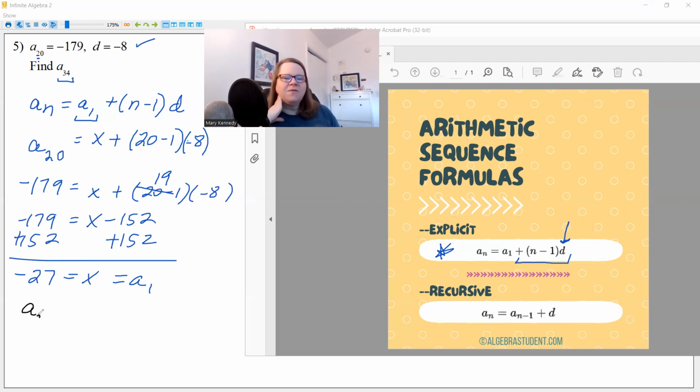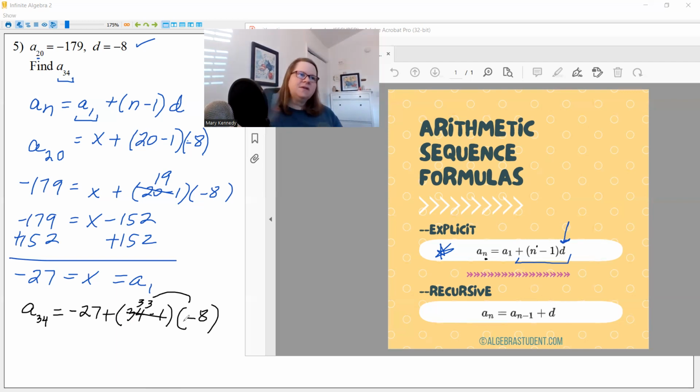So now I'm ready to actually find the 34th term. So a for the 34th term equals the first term, negative 27, plus n minus 1. Now n, notice where there's another n in the formula is here. And that is 34. So 34 minus 1 times the difference, which is negative 8. Okay, so let's clean this up. 34 minus 1 is 33. I need to multiply here. 33 times negative 8.